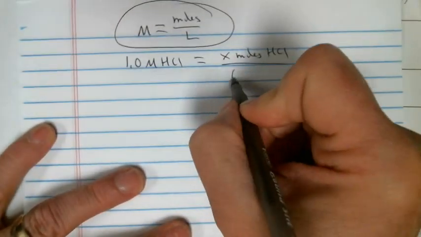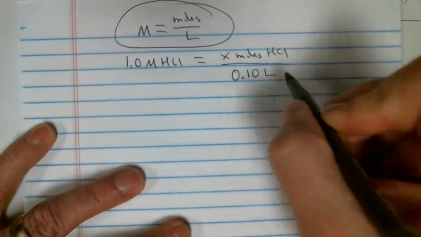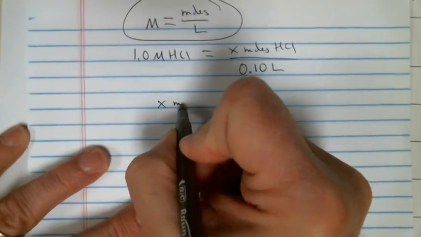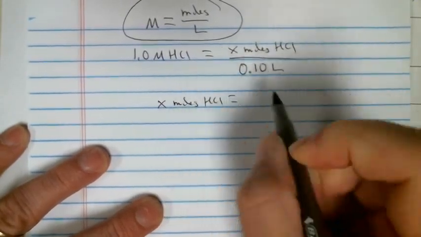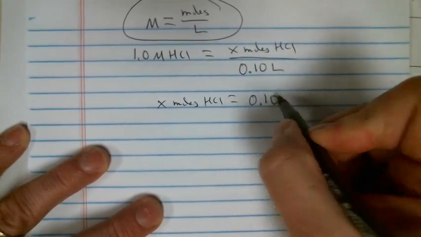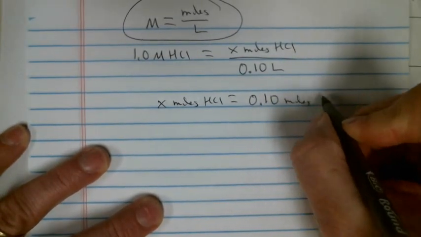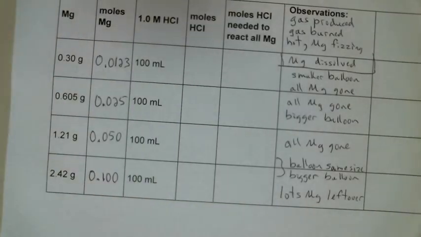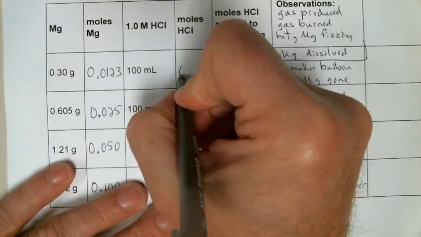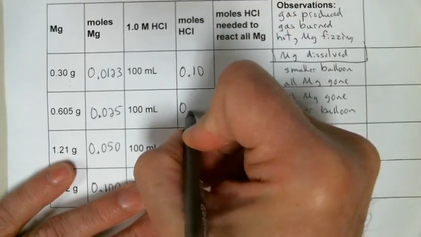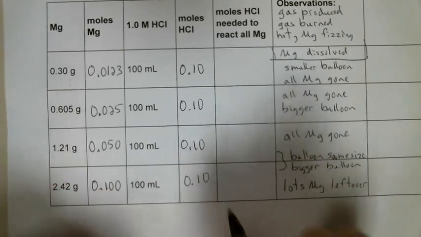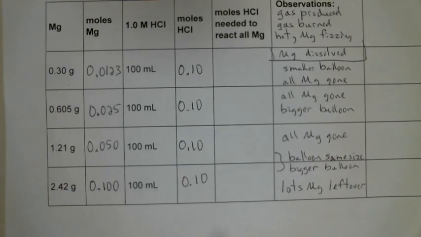And then the liters, hopefully you can do that conversion now. That'd be 0.1 liter, so 0.1 times that. So when we solve for the moles of HCl, it's going to be 0.10 moles of HCl. Okay, and so then let's just fill this in. 0.10, 0.10, 0.10, because we kept it the same, right? We had the same amount each time.